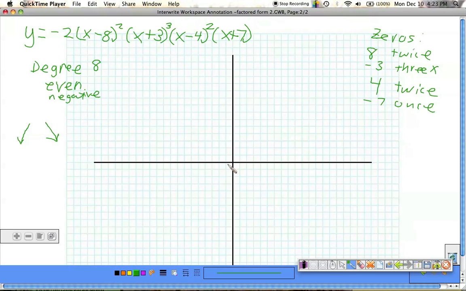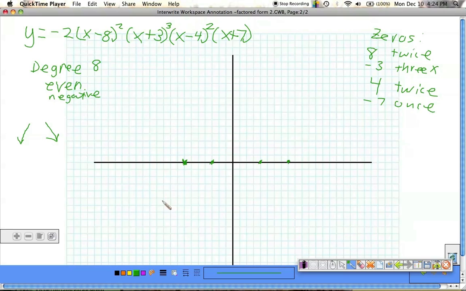So once again, I graph my zeros. 1, 2, 3. I just put x's or little marks on the x-axis where the graph crosses 0. Negative 3, 8 is 1, 1, 2, 3, 4, 5. 1, 2, 3, 4, 5, 6, 7, 8. I get the negative 3, 4. 1, 2, 3, 4. And negative 7. That's negative 3, so it's 4, 5, 6, 7.